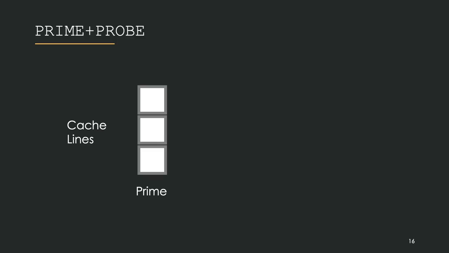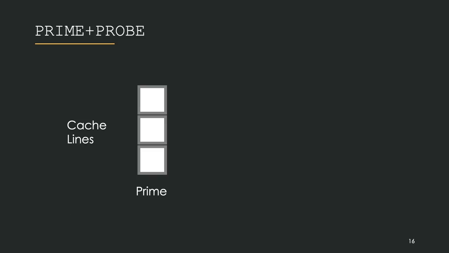So how do we actually know if an access hits or misses? Because we cannot read data directly from the caches. We can do this, for example, with Prime and Probe. It's a well-known technique that has actually also been used in the network setting. So I want to quickly go through what's actually happening.